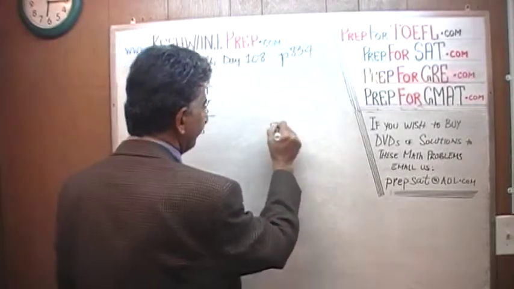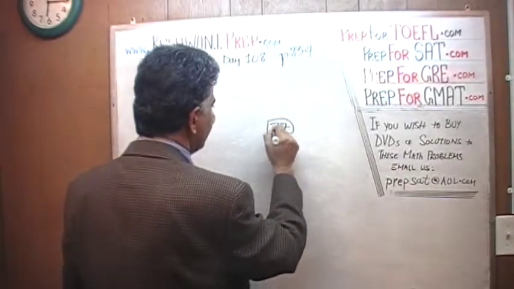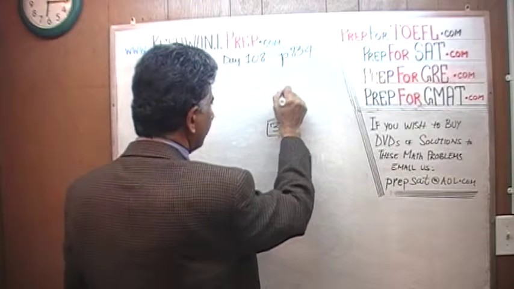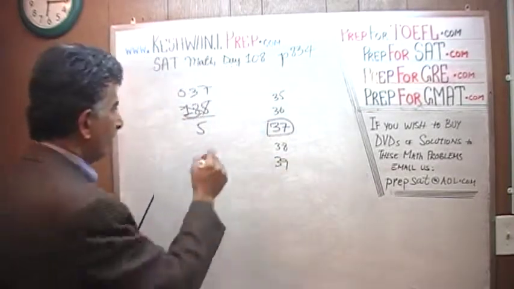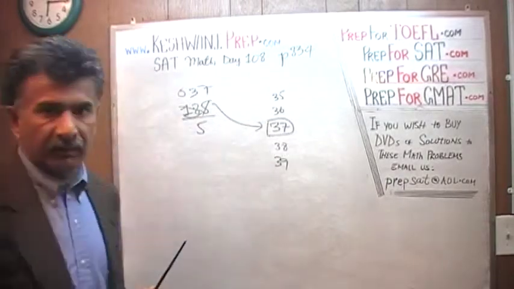So that's it. The middle number is 37, which means the one below it is 36, the one below that is 35, we have 38, and we have 39. That's one way we could have figured out what is 185 divided by 5.